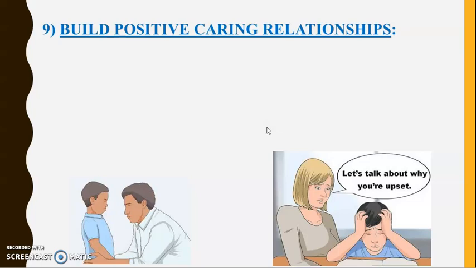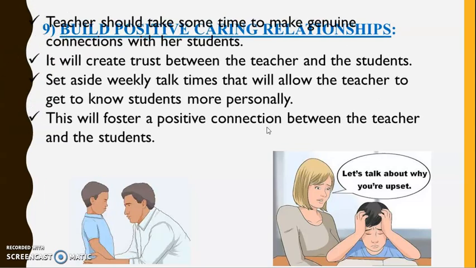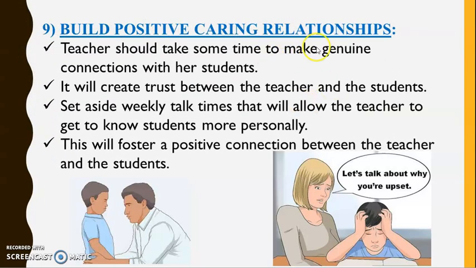Next is build positive, caring relationship. Teachers should take some time to make genuine connection with her or his students. It will create trust between the teacher and the students. Set aside weekly talk times that will allow the teacher to get to know the students more personally. And this will foster a positive connection, which can really help them because there can be times when students are facing some issues at a personal level, family level. So if you can be that listening ear to the child, it will really help him.